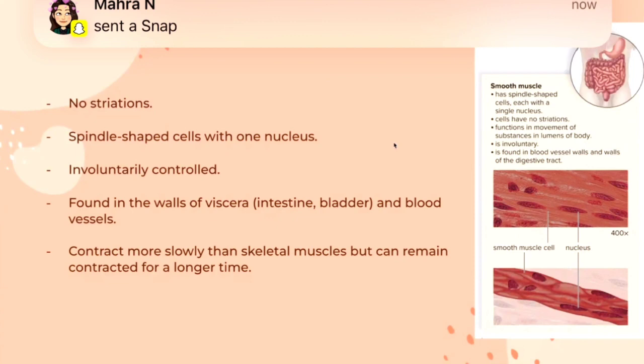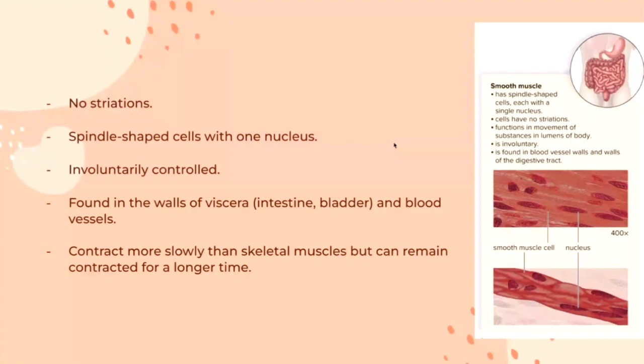It's very different from the skeletal muscle. That's why I said it's easy to identify the two types from one another. It has a spindle-shaped cell with only one nucleus. So there is one nucleus, and it's spindle-shaped, as we can see, and it is involuntarily controlled.